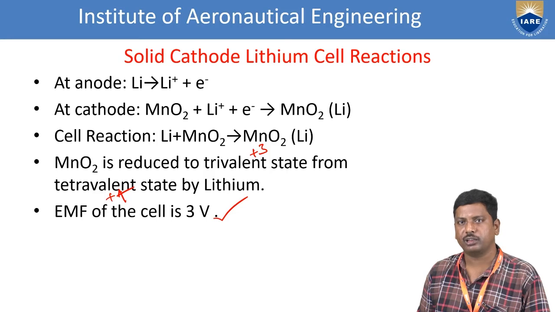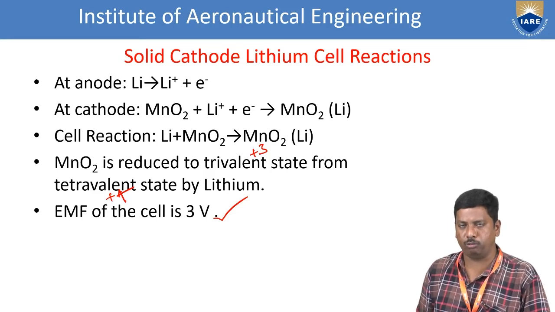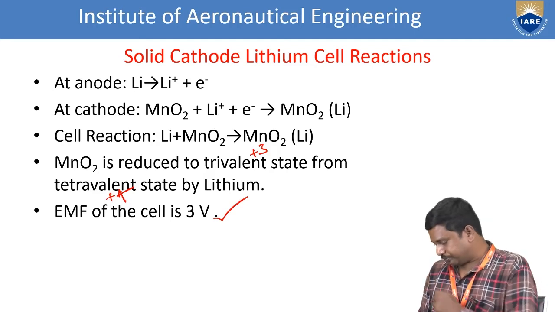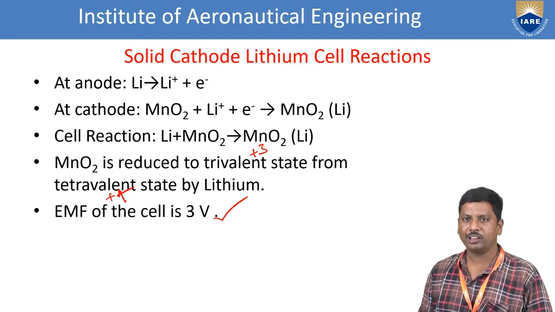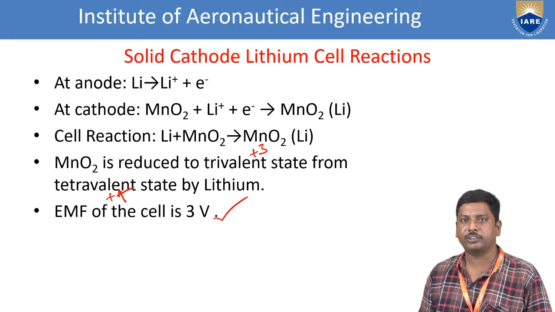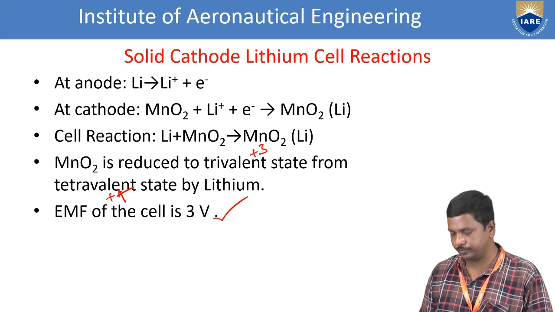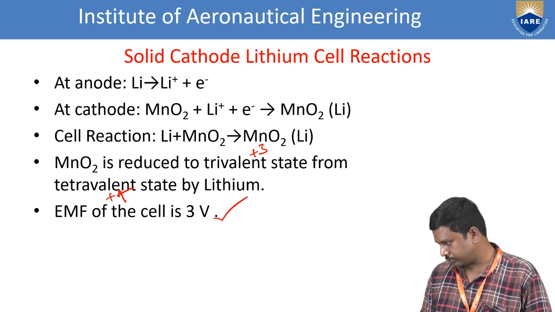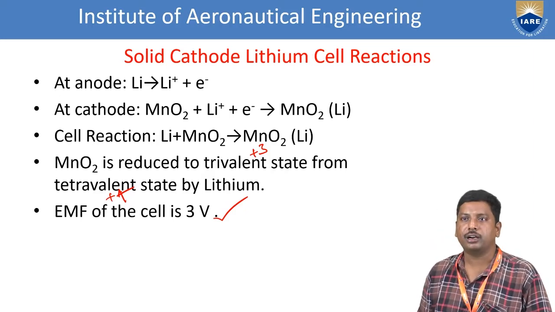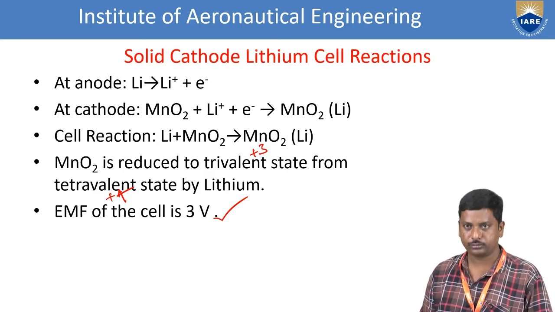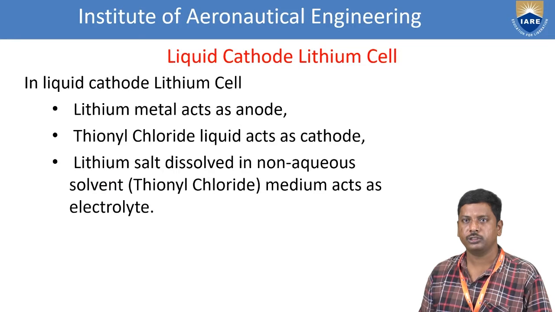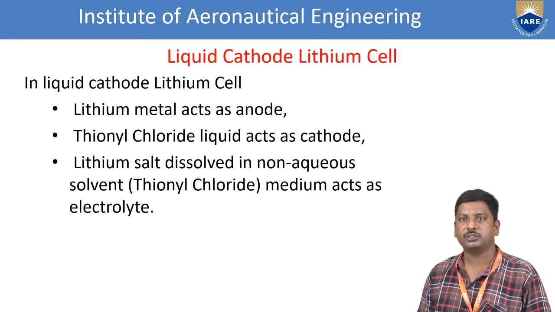So this is also one of the most important types of primary cells. The cathode of the lithium cell is in the physical state of a solid, so it is called a solid cathode lithium cell. And the second important lithium cell is the liquid cathode lithium cell.